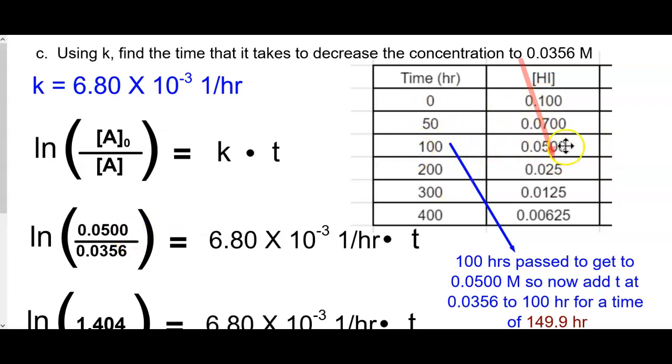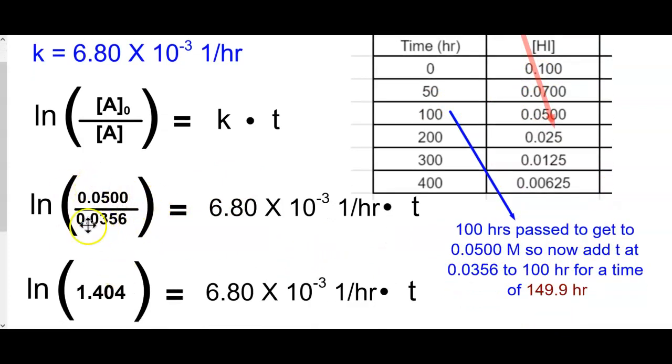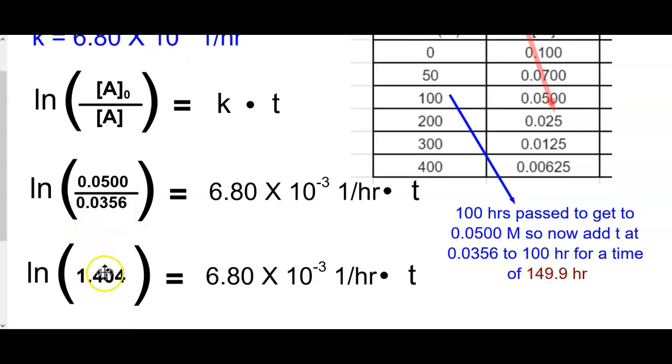So let's look and see what I chose. I chose the one right before it. That's fine, you could choose any of these. It would just change this part in blue a little bit in a moment. So I chose 0.05. I can crank this into my calculator: 0.0500 divided by 0.0356. I get 1.404.